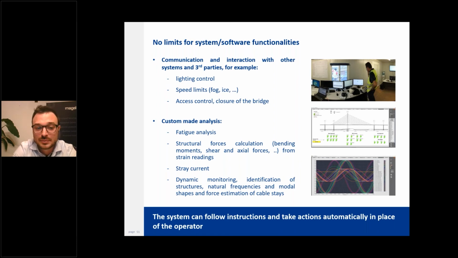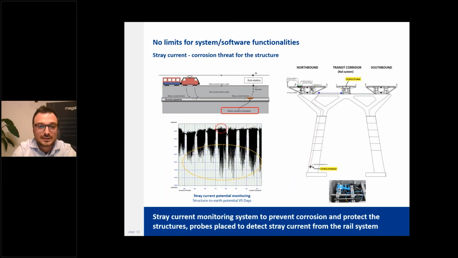Same for special analyses or studies that can be developed custom-made on specific requests. Some examples are fatigue analysis that we have already discussed, structural force calculation from strain gauge readings, like bending moments for which the bridge is designed, stray current, and dynamic identification, which we present a bit more in detail now. This slide is about stray current.